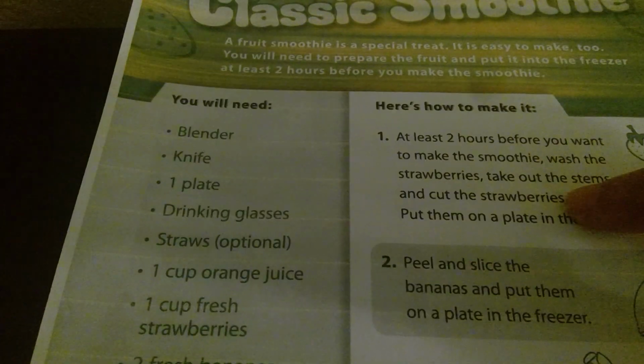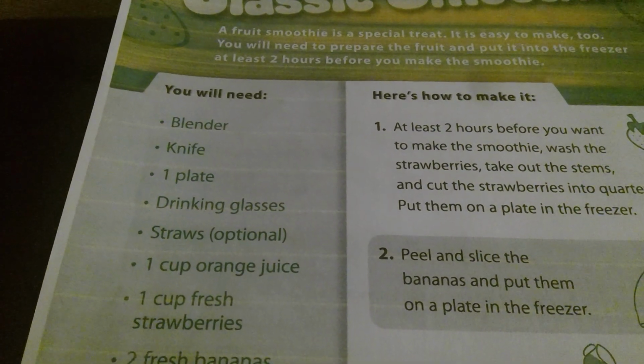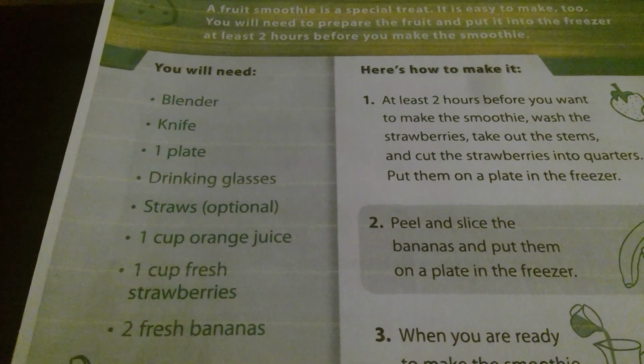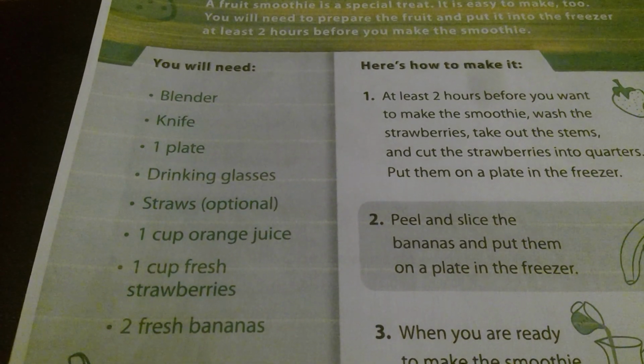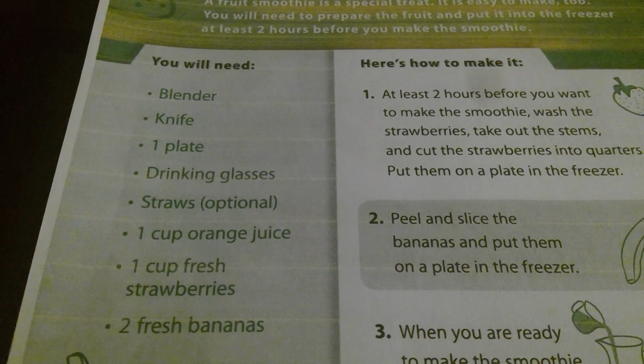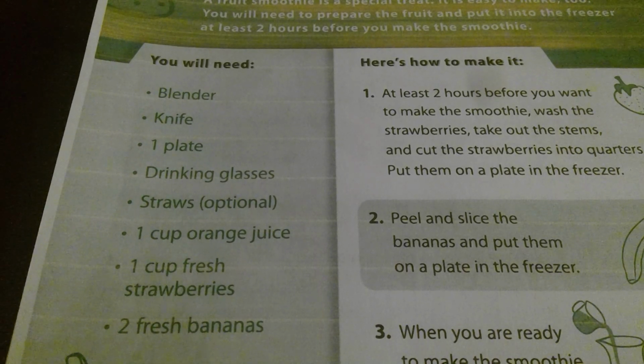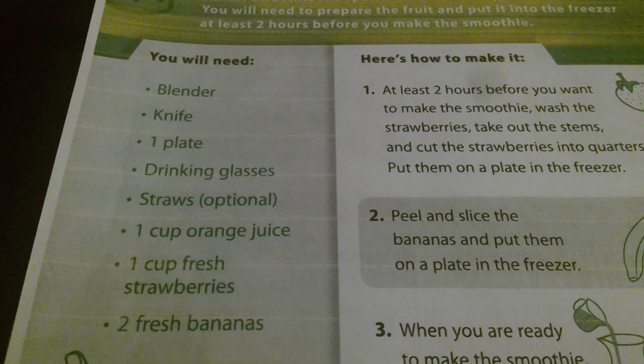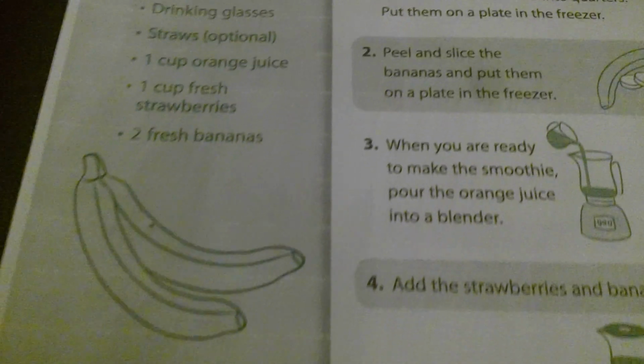And on the side of the recipe, it will tell you the list of things that you would need. So for example, it says you will need a blender, a knife, a plate, a drinking glass, straws are optional, 1 cup of orange juice, 1 cup of fresh strawberries, and 2 fresh bananas. And there's a picture of a banana at the bottom.